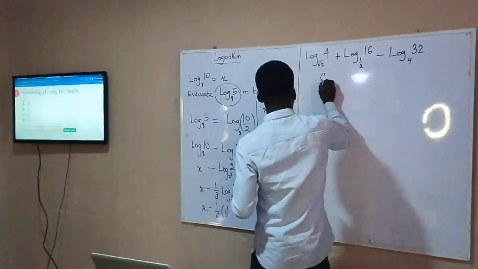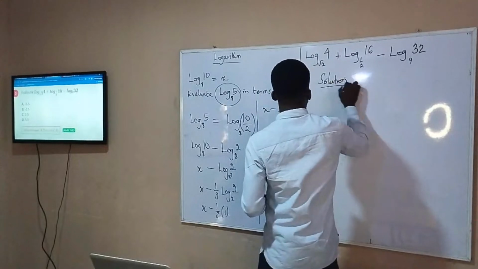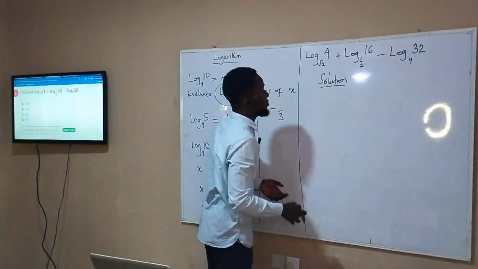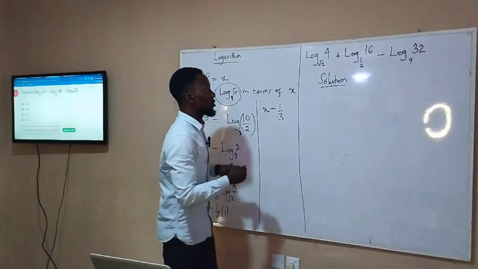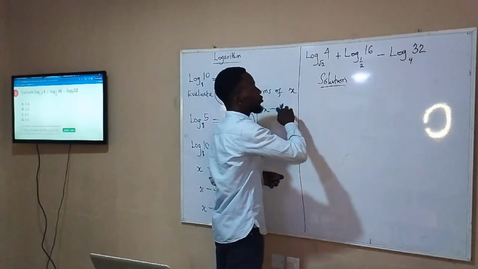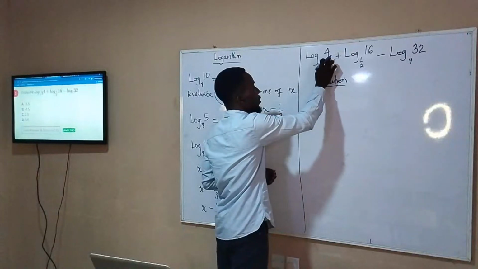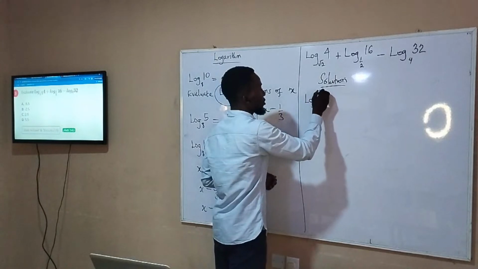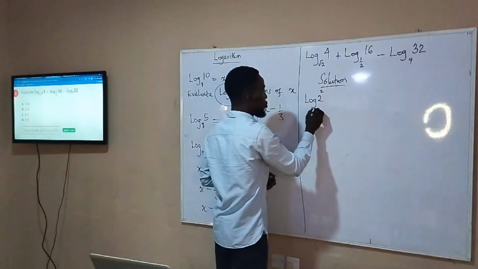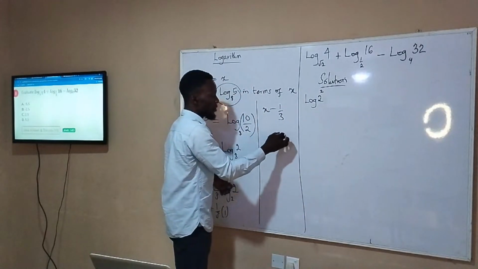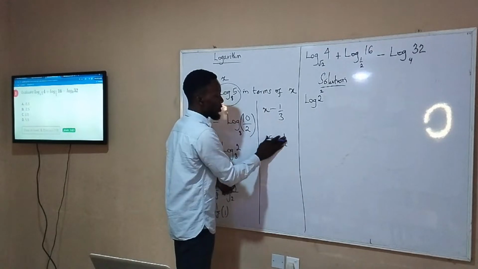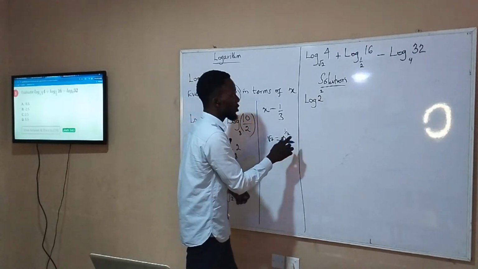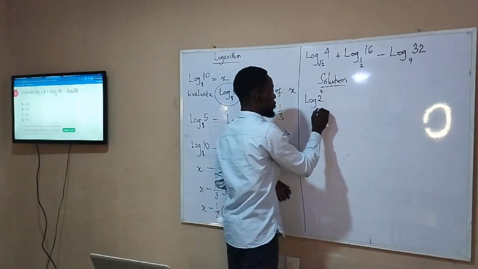Now, you can do this in different ways, but to avoid wasting time, since everything is in base 2 or 2 raised to some power, I'll quickly convert everything to base 2. So 4 is 2 raised to power 2. I'll write log 2 raised to power 2, base root 2. Root 2 is the same thing as 2 raised to 1 over 2. So this base is 2 raised to 1 over 2.